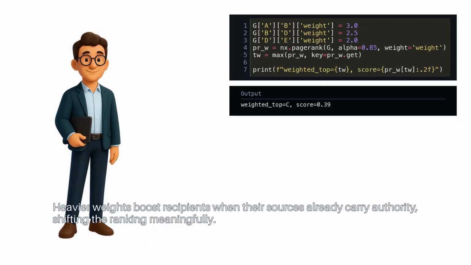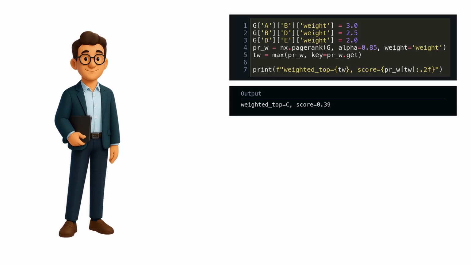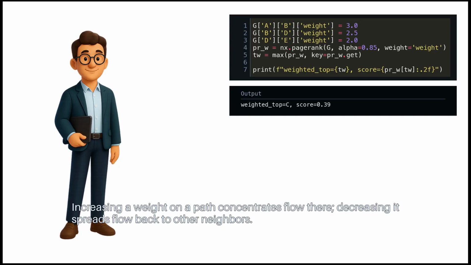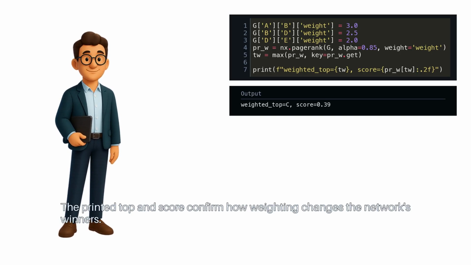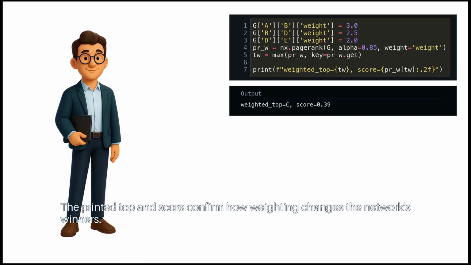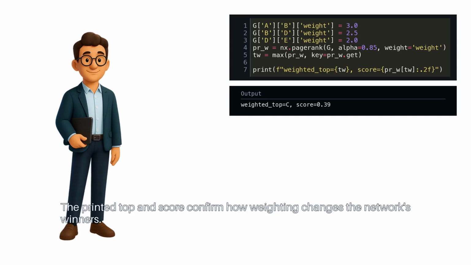Heavier weights boost recipients when their sources already carry authority, shifting the ranking meaningfully. Increasing a weight on a path concentrates flow there. Decreasing it spreads flow back to other neighbors. The printed top and score confirm how weighting changes the network's winners.